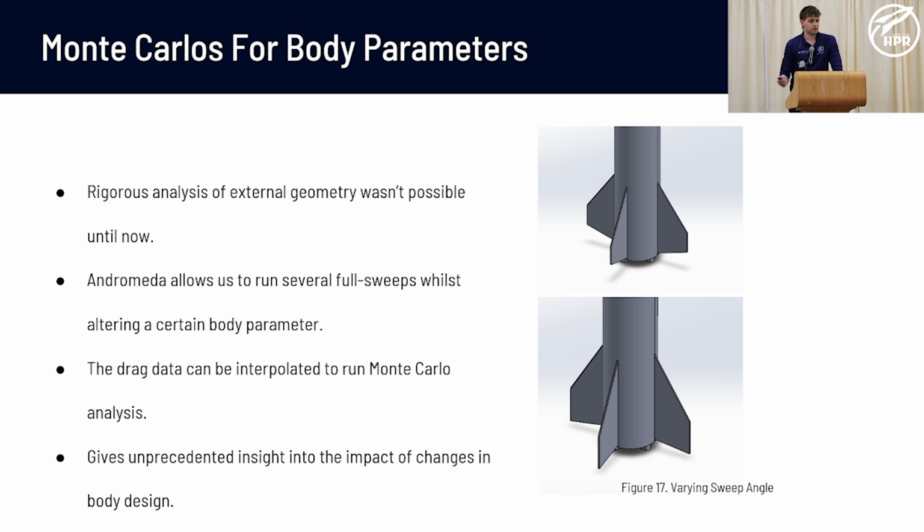So what this allows for us is we can now do Monte Carlo analysis on body parameters. The rigorous analysis of external geometry was not possible until now, and this gives us unprecedented insight into Valkyrie's performance and was absolutely essential in the initial stages of Valkyrie's design.